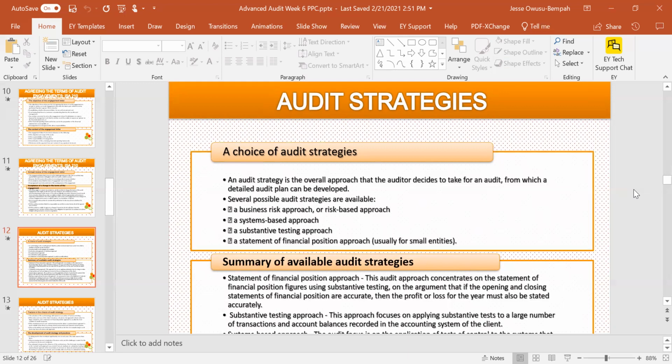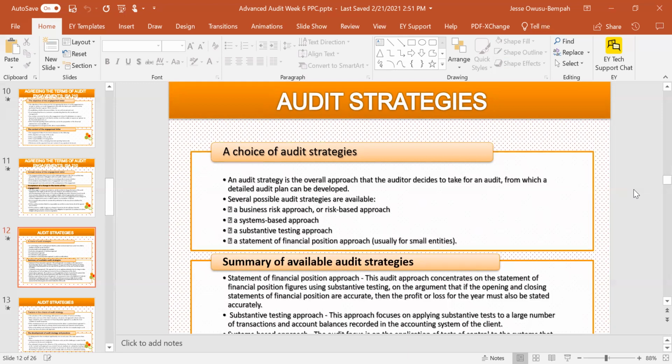The audit plan flows from the audit strategy. Very, very important. Several possible audit strategies are available. Number one, a business risk approach or risk-based approach. These are all audit strategies, so we'll be diving into them in subsequent lectures.